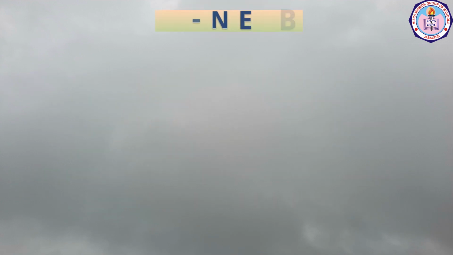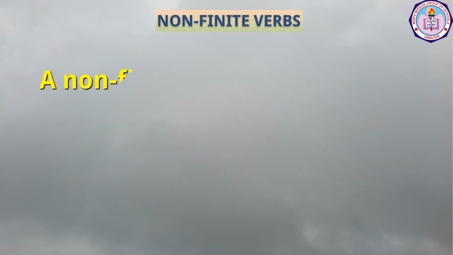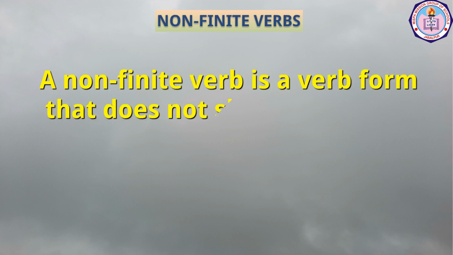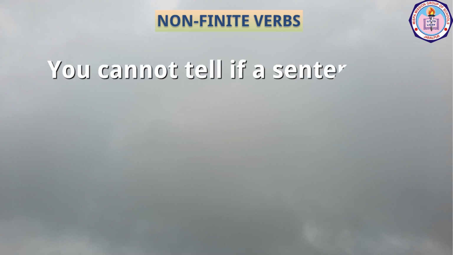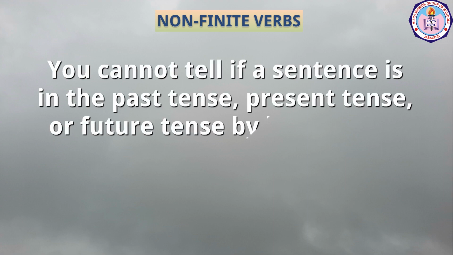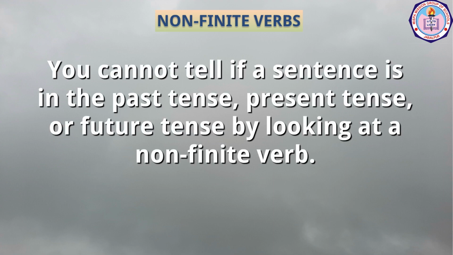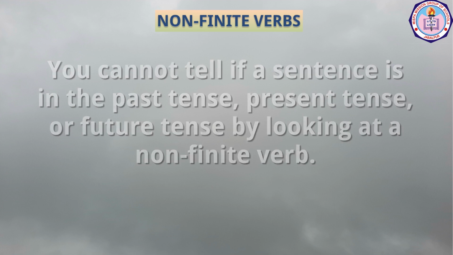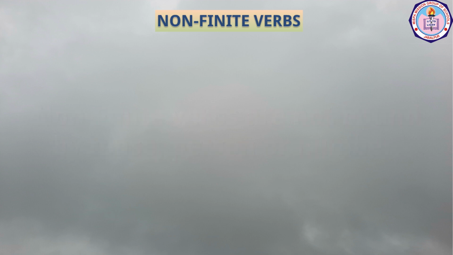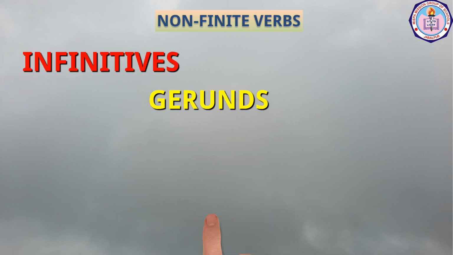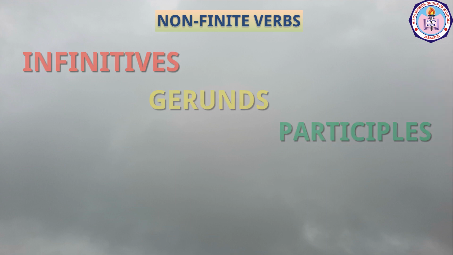Let us study about non-finite verbs. A non-finite verb is a verb form that does not show any tense. In other words, you cannot tell if a sentence is in the past tense, present tense, or future tense by looking at a non-finite verb. Non-finite verbs are not bound by tense, person, or number. There are three types of non-finite verbs: infinitives, gerunds, and participles.